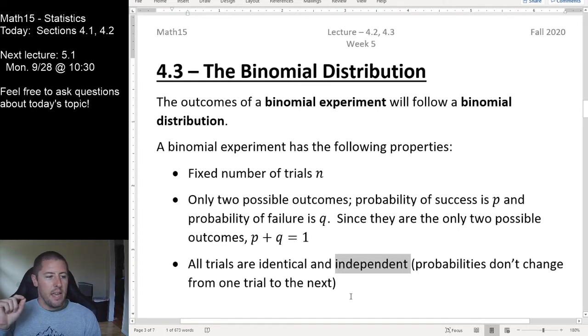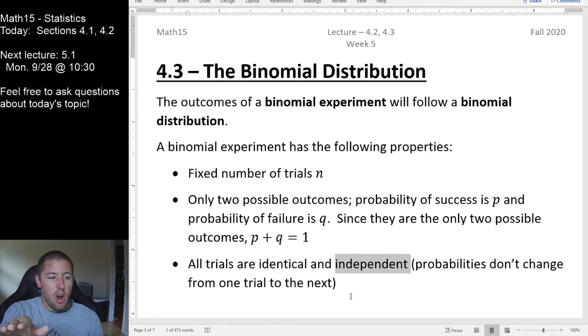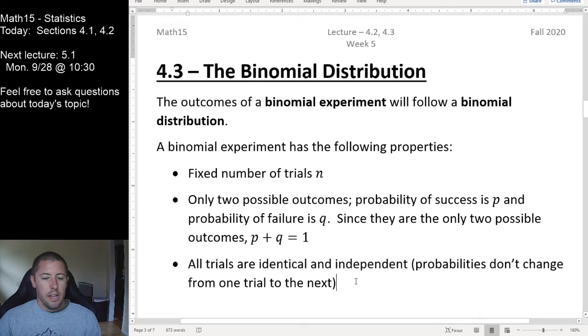For each future draw that you make, the probability of drawing a red or black is dependent on what you have previously drawn. So realize that this comes back now to our whole with replacement, without replacement for some types of trials here.